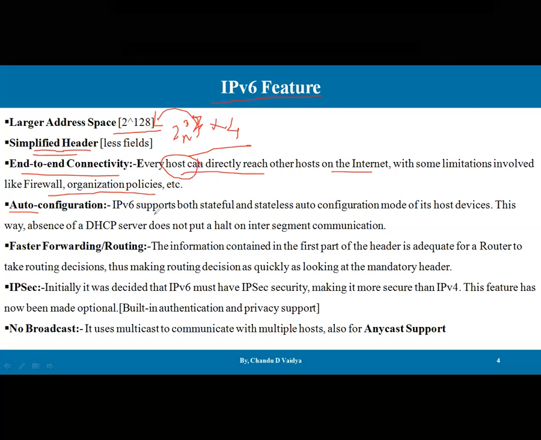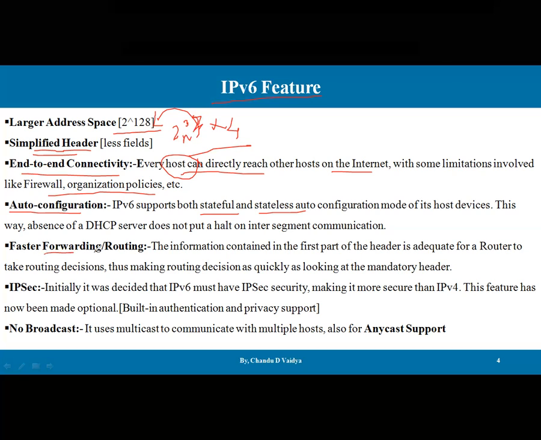Auto configuration. Here, IPv6 supports both stateless and stateful auto configuration modes for its host devices. This way, the absence of a DHCP server does not halt communication within the segment. Manual configuration is not required, and DHCP is also not required, because with auto configuration the link local address is automatically assigned to the interface once it boots. We have a separate demonstration video for auto configuration, please do watch that video also. This is the best feature I can say. Auto configuration and renumbering are also features.